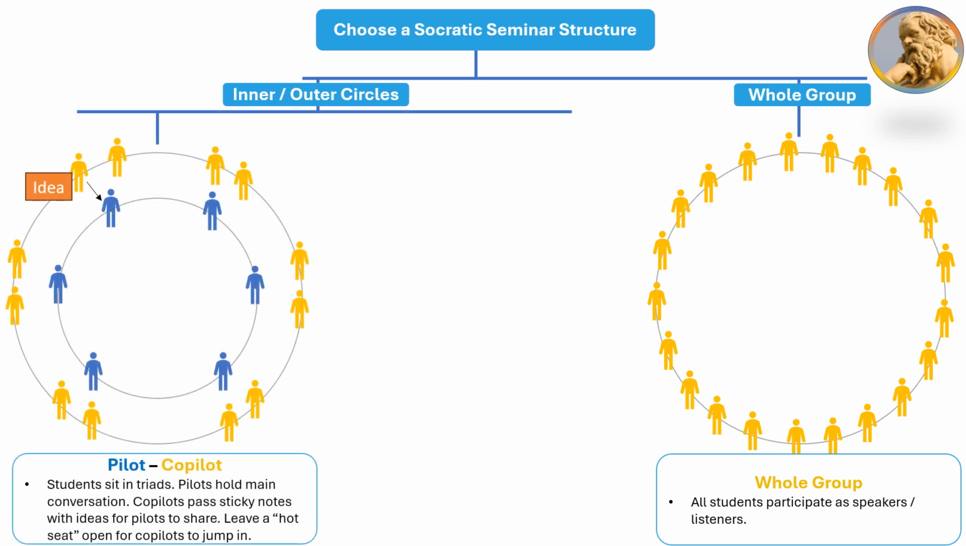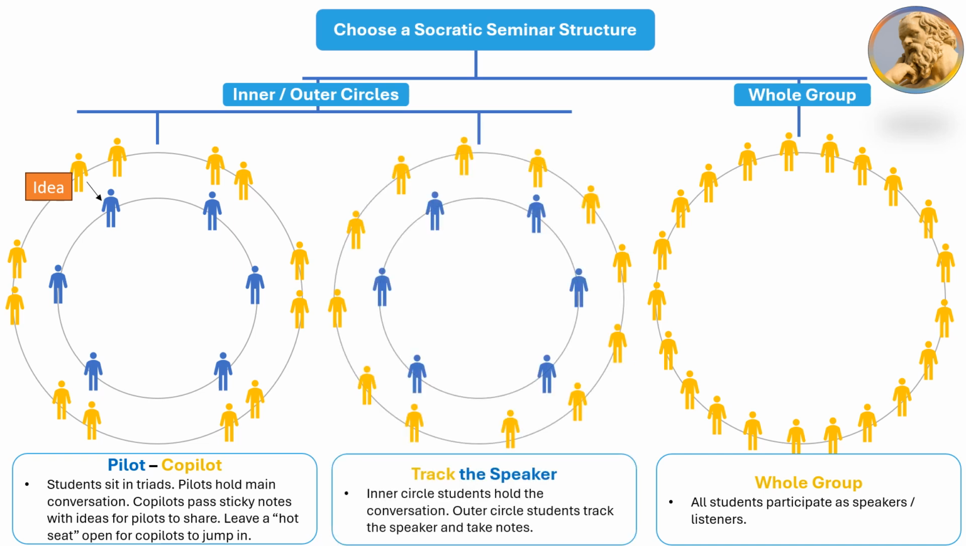But if your class is on the larger side, you can try the inner-outer circle structure and utilize the pilot-copilot method, or assign the outer circle to track the speaker. In pilot-copilot, students either have a partner on the outside or sit in a triad. The main conversations happen in the inner circle, and outer circle students can pass forward sticky notes to be read by their pilot to contribute their ideas.